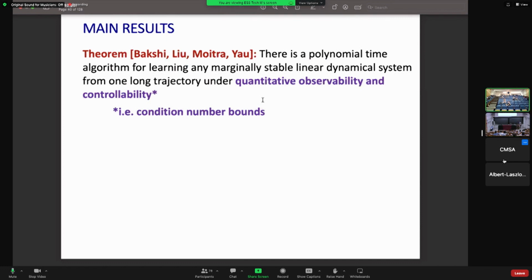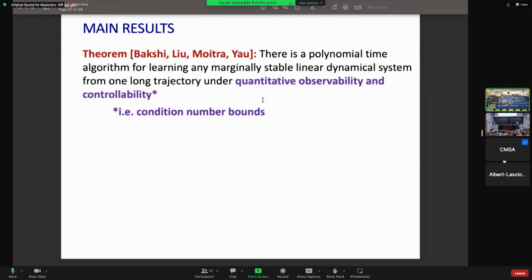So let me tell you about our main results. What we showed in joint work with Ainesh Bakshi, Alan Liu, and Morris Yao is that we gave a polytime algorithm for learning a linear dynamical system, as I promised, a marginally stable linear dynamical system from 1 long trajectory. And it has polynomial running time and sample complexity guarantees.